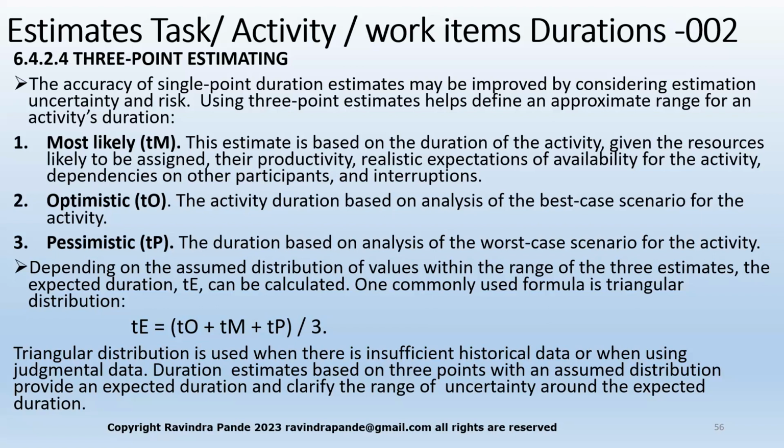So here, rather than a fixed point, I might have a range. So rather than 3 hours, I might have 2.5 or 3.5. Again, how do we calculate this? So it's like most likely. This is the estimate based on the duration of the activity given the resources likely to be assigned, their productivity, realistic expectation of availability for the activity, dependency on other participants and interruptions.